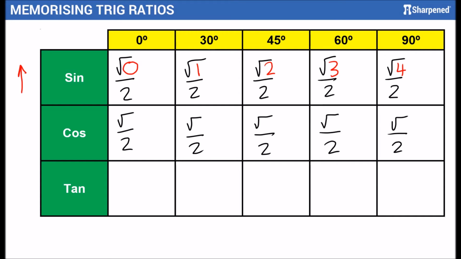With the cosines, it's just as easy as the sines, but this time I'm going to count downwards. So starting from the number 4, we're going to count down. So 4, 3, 2, 1, and 0. And that's it. That's all of your sine and cosines done.